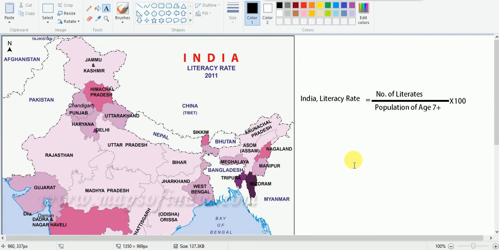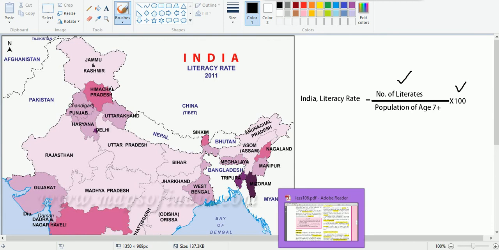So we have to divide the total number of literates by the population of age 7 plus. That means we have to subtract the population of the age group 0 to 7 from the total population, and multiply by 100. After this you will get the literacy rate. Simply, literacy rate is the percentage of literates to the total population minus the population of age group 0 to 7.